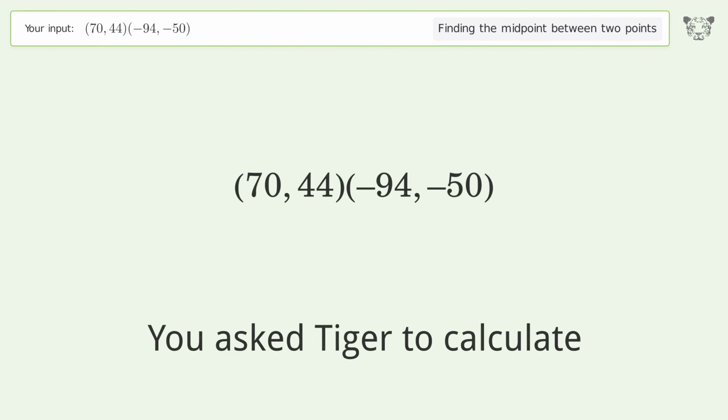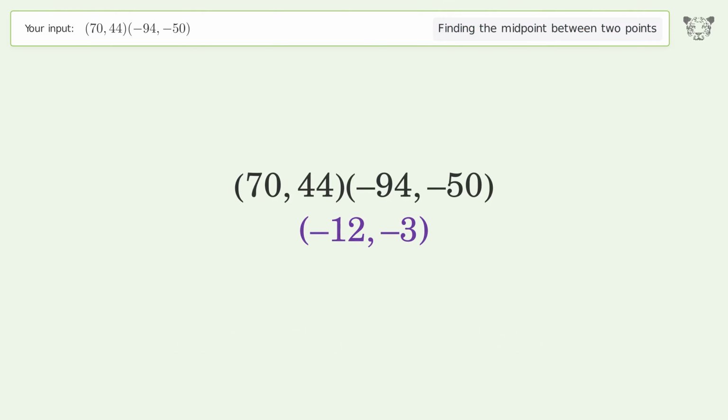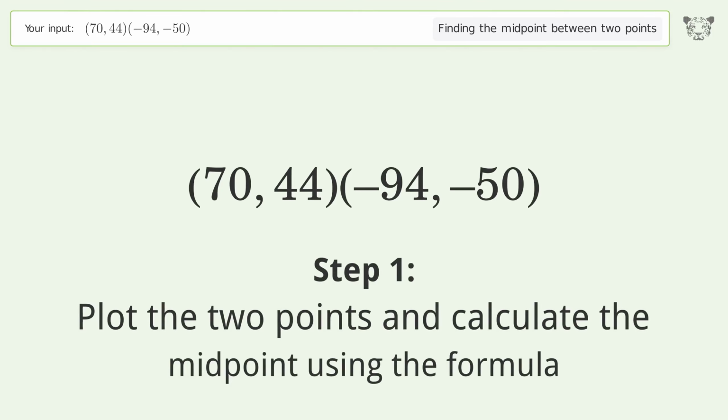You ask Tiger to calculate. This deals with finding the midpoint between 2 points. The midpoint between the 2 points is -12, -3. Let's solve it step by step. Plot the 2 points and calculate the midpoint using the formula.